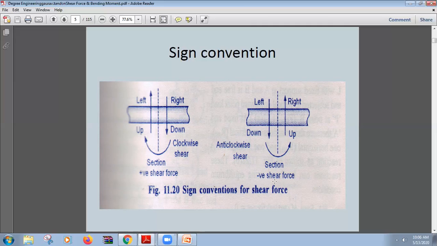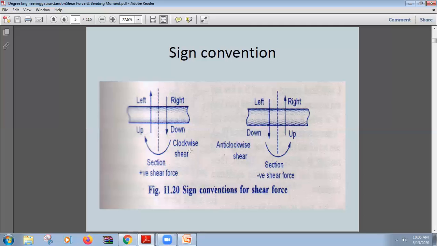If you can keep in mind only one thing, it is that we have to check the left portion. If it is upwards in the left portion, then it is positive shear force. Or if there is no clear indication on the left portion, then we'll go to the right part, and we'll check whether the force is acting downward, it's positive shear force, or the vice versa is also true.